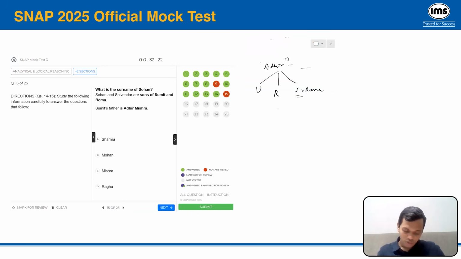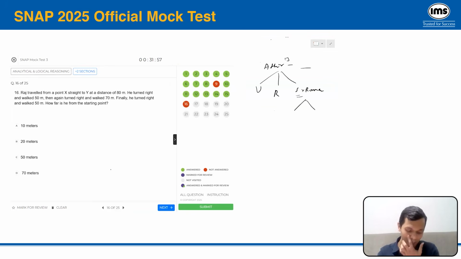What's the surname of Sohan? Sohan and Shivendra are sons of Sumit and Roma. Okay, so this story is continuing, it seems. Sumit's father is Adhir Mishra. So, Mishra?